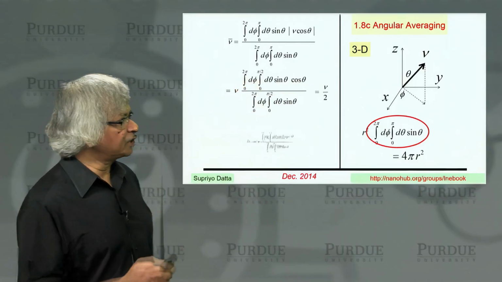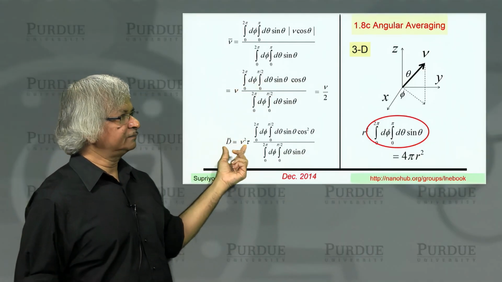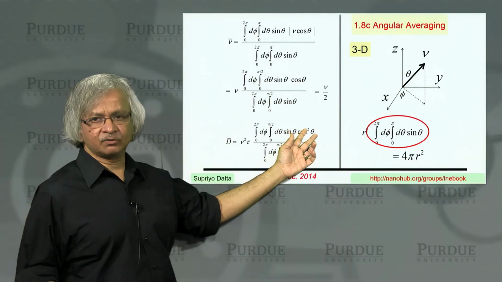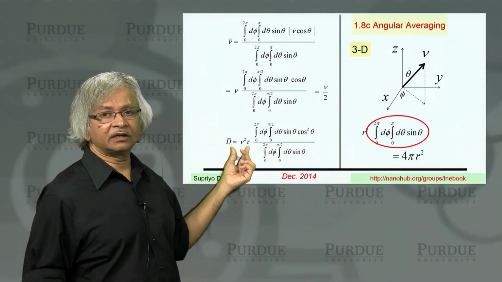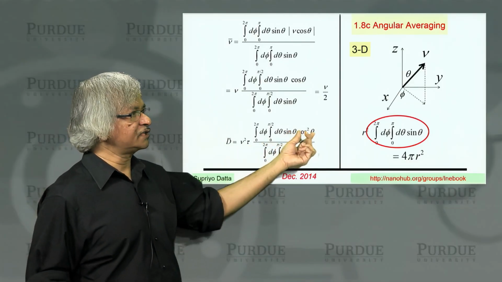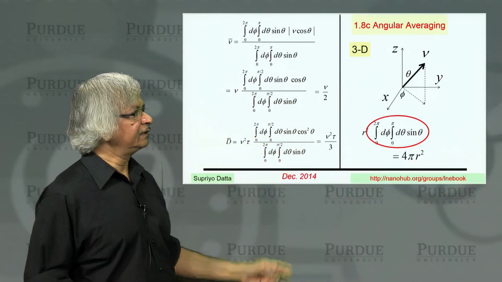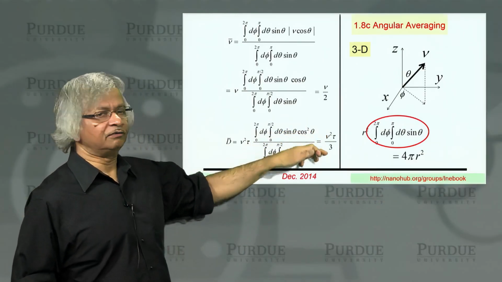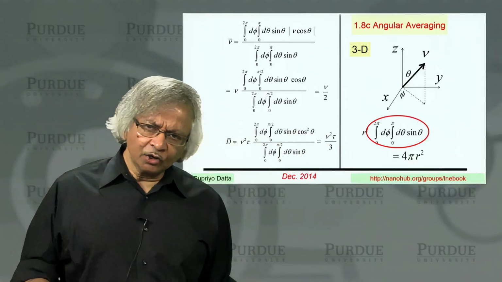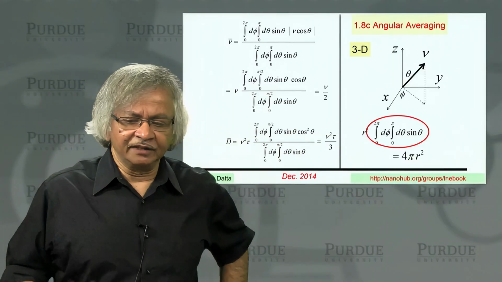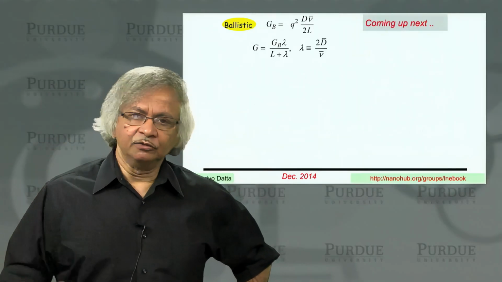Now if you want the diffusion coefficient, again same story. Now it's v square cosine square theta times tau. The v square tau is pulled out. So you have cosine square theta, which has to be integrated over the solid angle. And this will give you v square tau over 3. So we have gone through this for 1D, 2D, and 3D.